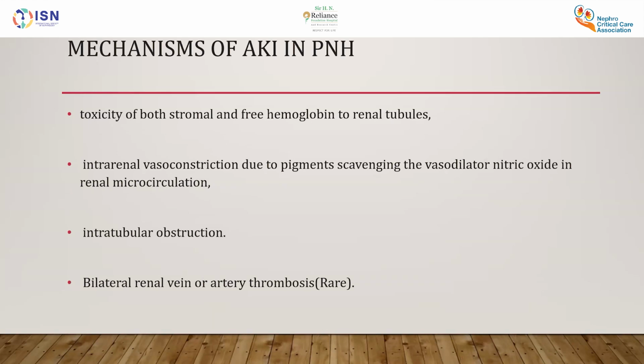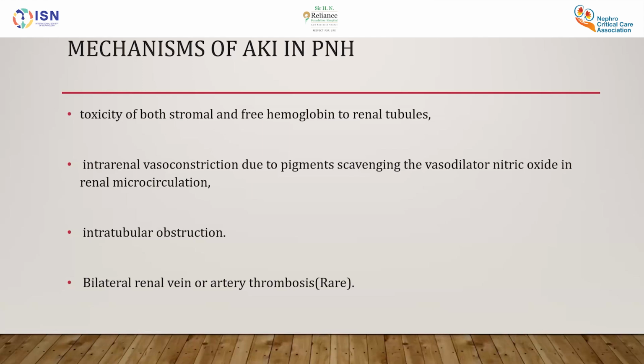So one is a toxicity of both stromal and free hemoglobin to the renal tubules. This can lead to intrarenal vasoconstriction due to pigment scavenging the vasodilator NO in the renal microcirculation. Also, like pigment nephropathy, it can cause intratubular obstruction, and very rarely bilateral renal vein or artery thrombosis. So those could be the possible mechanisms seen in PNH.